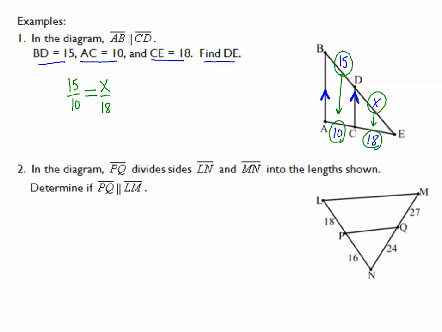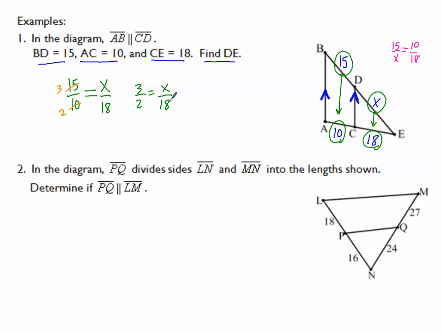We could have done left to right, so 15 over X and left to right equals 10 over 18. Either way we choose to do it will work because we're going in an organized manner. How do we solve this? Well, it's best that we simplify it first and then we can cross multiply. 15 tenths simplifies into 3 over 2. So let's rewrite this as 3 over 2 equals X over 18.